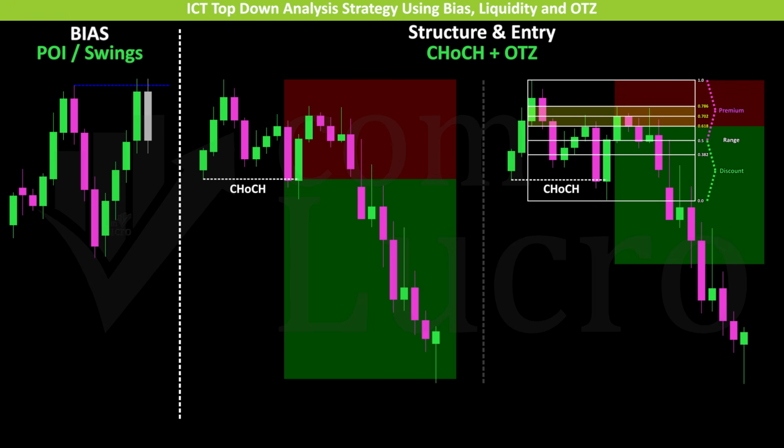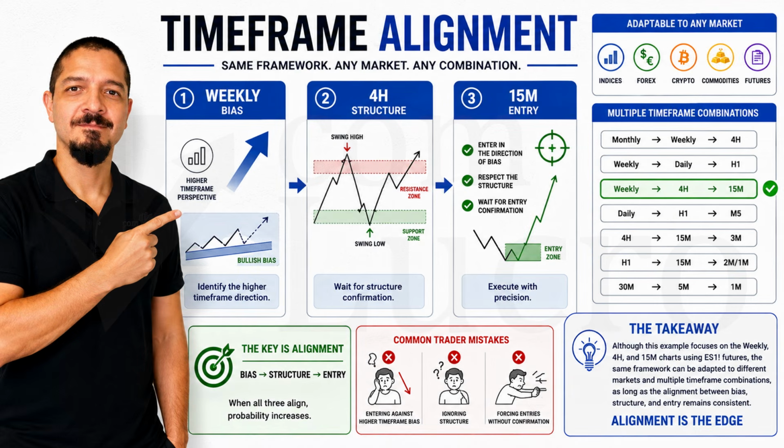From there, we move down into the 15-minute chart for execution. Inside the OTZ, we will focus on two different entry models. The first uses a fair value gap and order block reaction inside the premium zone. The second uses CISD confirmation before execution. So, throughout this framework, the weekly chart provides the bias, the 4-hour chart provides the structure, and the 15-minute chart provides the precision entry used to align the entire setup in one direction.